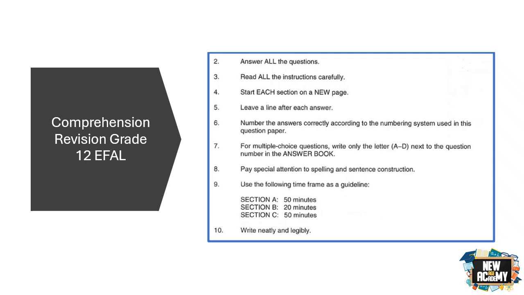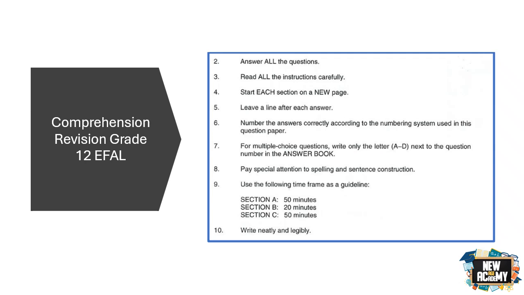If the question says 1, don't write A. Write 1 as it is on the question paper, unless your instructor told you different things. But if the instructor doesn't inform you anything about numbering, you should follow the correct numbering according to the system used in the question paper.